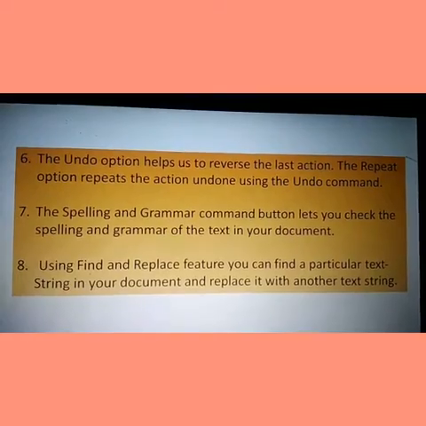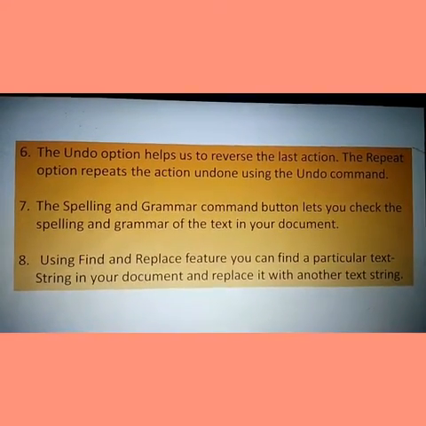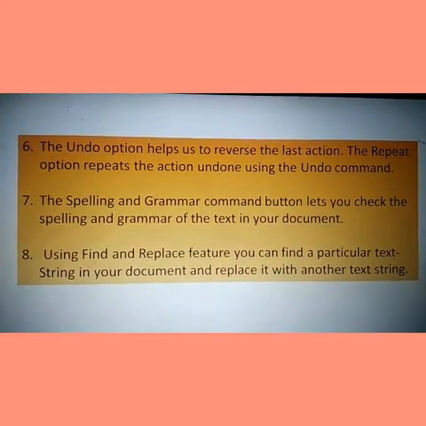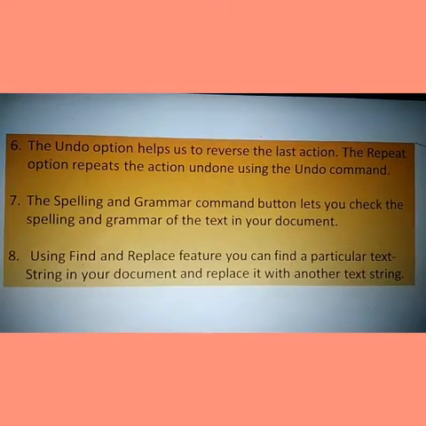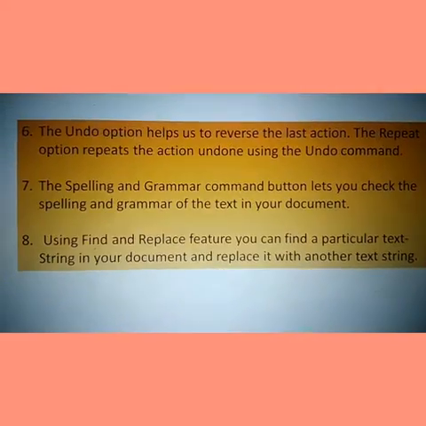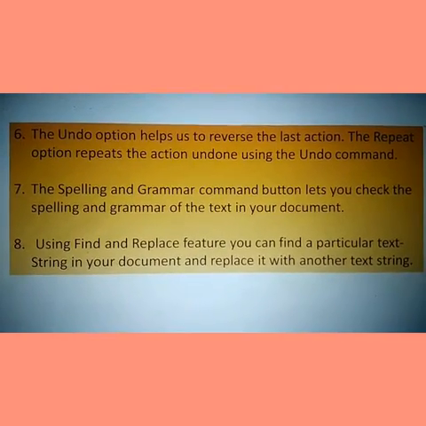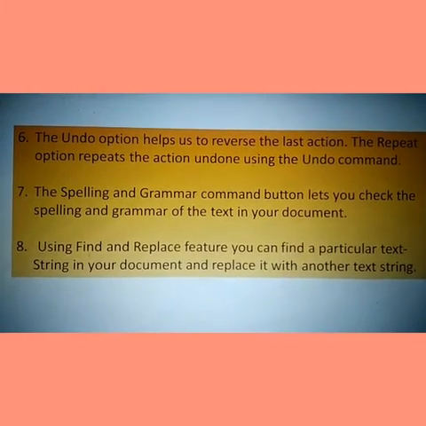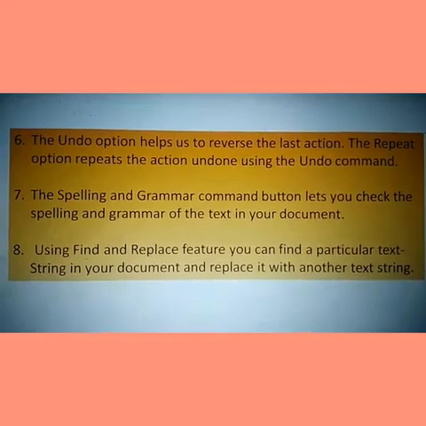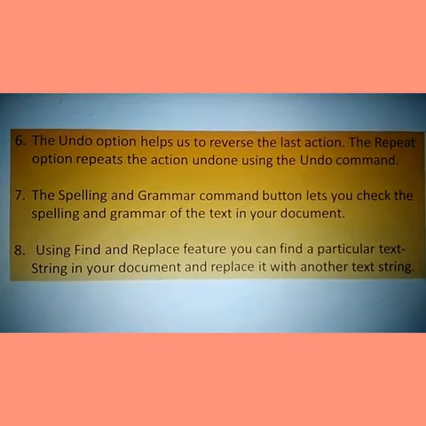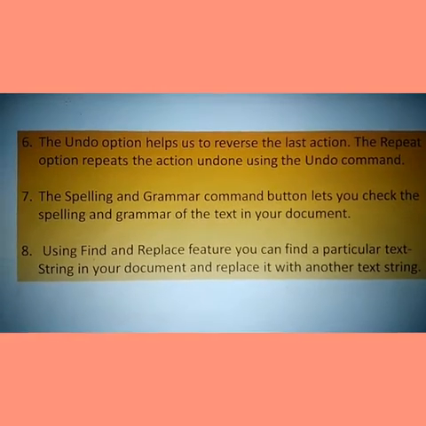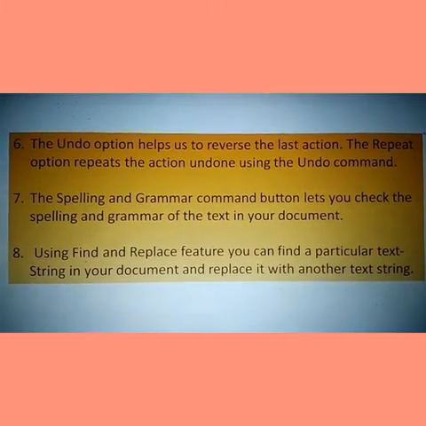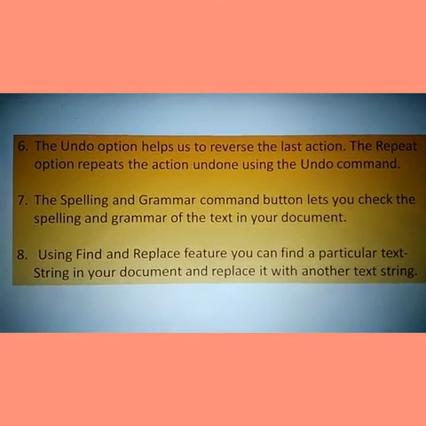Now next is sixth, the undo option helps us to reverse the last action, and the shortcut is Ctrl plus Z. And next, the redo option repeats the action undone using the undo command. Its shortcut key is Ctrl plus Y. Now next point, the spelling and grammar command button lets you check the spelling and grammar of the text in your document. The spelling and grammar shortcut is F7. So we can easily check our mistakes in our document.